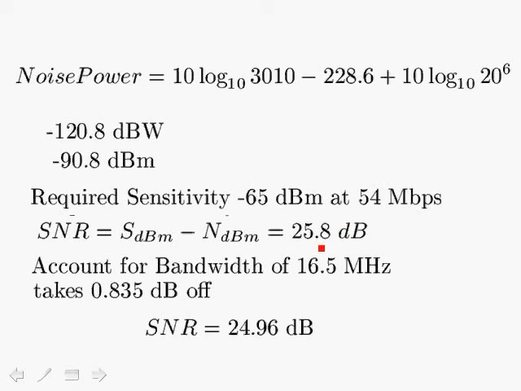However, this was for a bandwidth of 20 megahertz. If we actually use the bandwidth, which is 16.5 megahertz, since we're doing filtering and we can filter out the guard intervals, we can take 0.835 dB off of the signal-to-noise ratio calculated at 20 megahertz, and we obtain the final signal-to-noise ratio for 54 megabits per second to be 24.96 dB, or 25 dB.